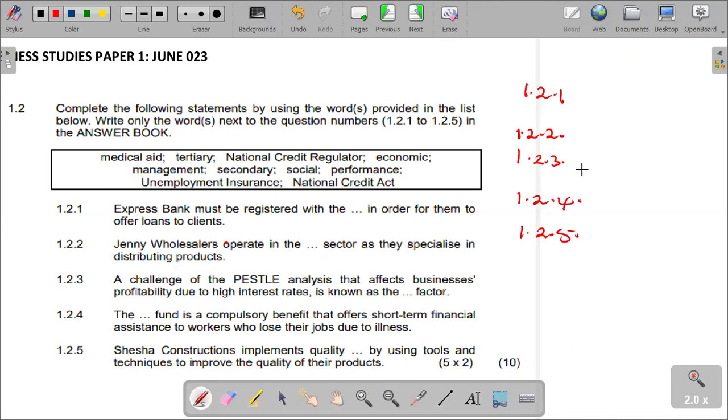1.2.1, Express Bank must be registered with the dash in order for them to offer loans to customers. In order for Express Bank to provide loans to its customers, where must it register? It must meet the National Credit Regulator standards or regulations. So 1.2.1, it is National Credit Regulator.